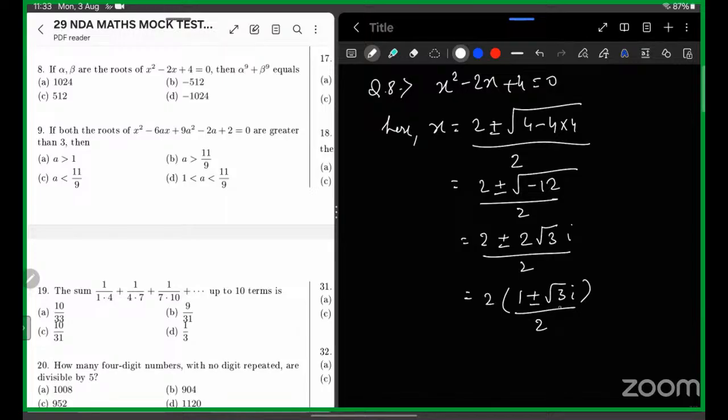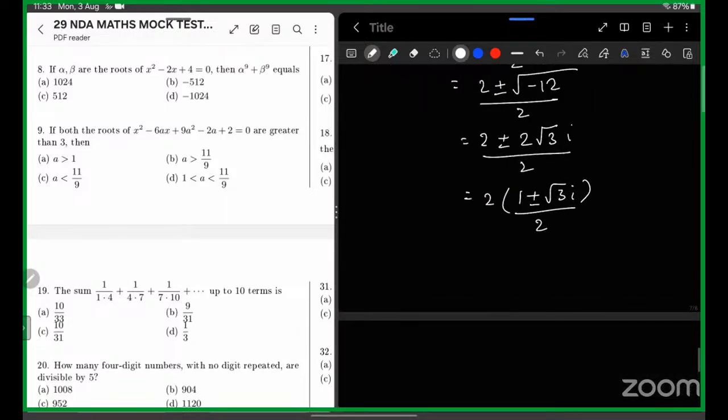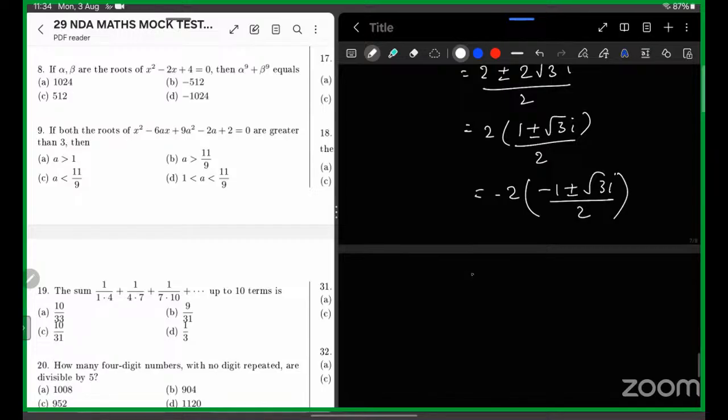Or I cannot cancel it. Let it be like this. If I take minus common from inside, it will be like minus 2 in bracket minus 1 plus minus root 3 iota by 2. So this value is equal to omega. Therefore, alpha is equal to minus 2 omega and beta is equal to minus 2 omega square, like this.